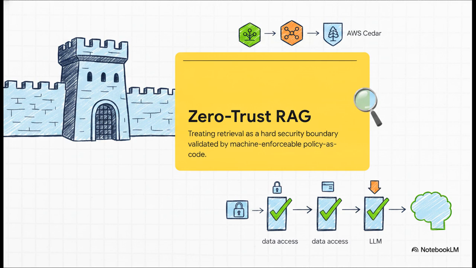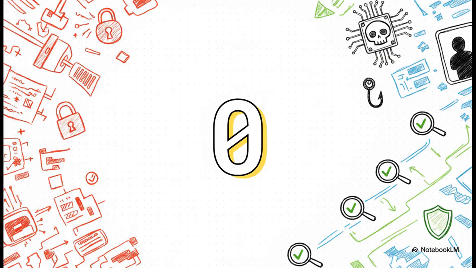Every single retrieval step is explicitly authorized, validated, and filtered by machine-enforceable policy as code before the LLM ever even sees it. We're shifting from a sloppy retrieve and generate setup to highly controlled data access. Think of hardcore policy engines like Open Policy Agent or AWS Cedar, acting as the uncompromising bouncers to your system. Zero, that is exactly the amount of trust you should place in retrieved context. Treat everything as hostile until proven safe.